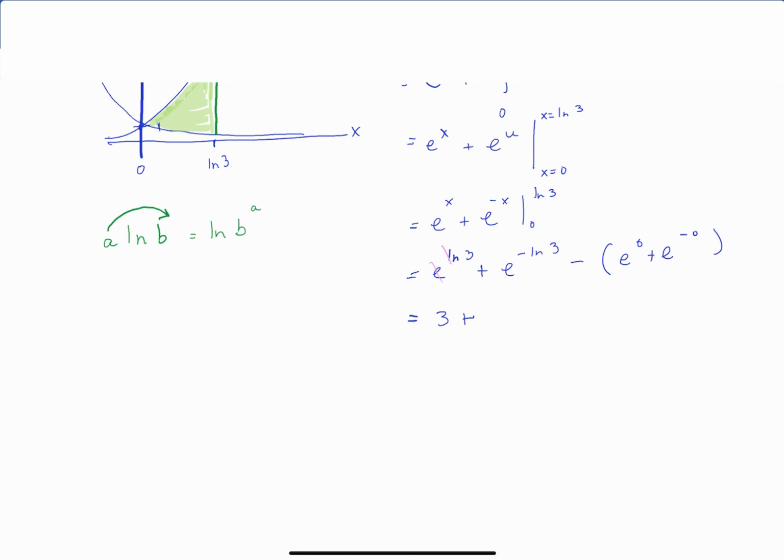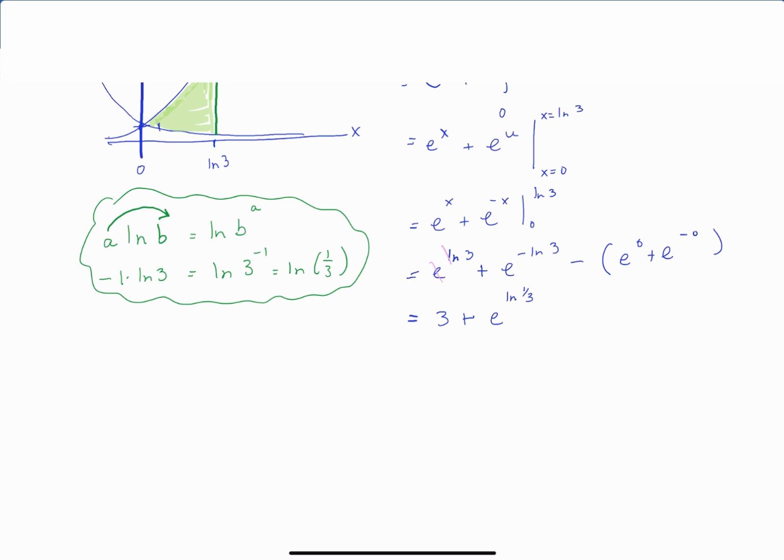So where we have minus ln of 3, that's minus 1 times the ln of 3. That minus 1 can turn into an exponent on the 3. In other words, what we really have is the same thing as ln of 1/3. So let's write it that way in our calculation. E to the ln of 1/3. And the e and the ln will cancel each other out. So we'll have, in our next step, 3 plus 1/3.